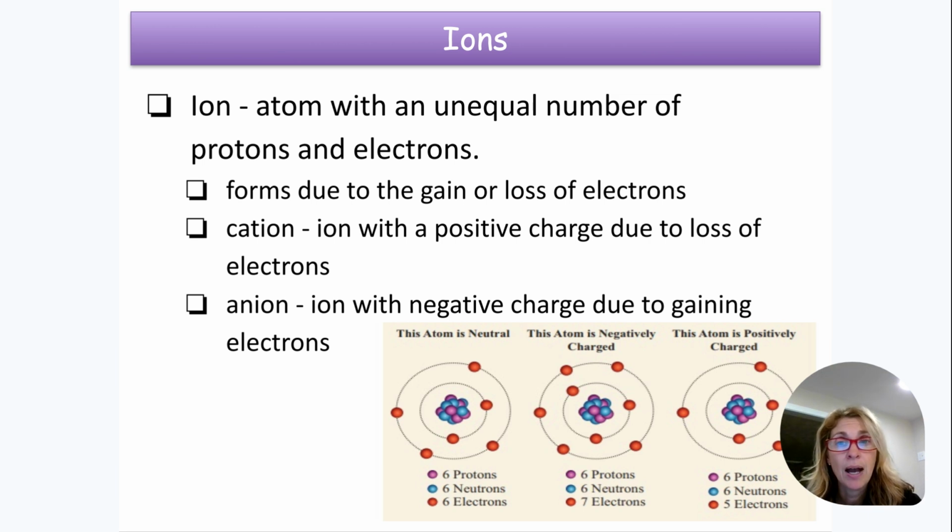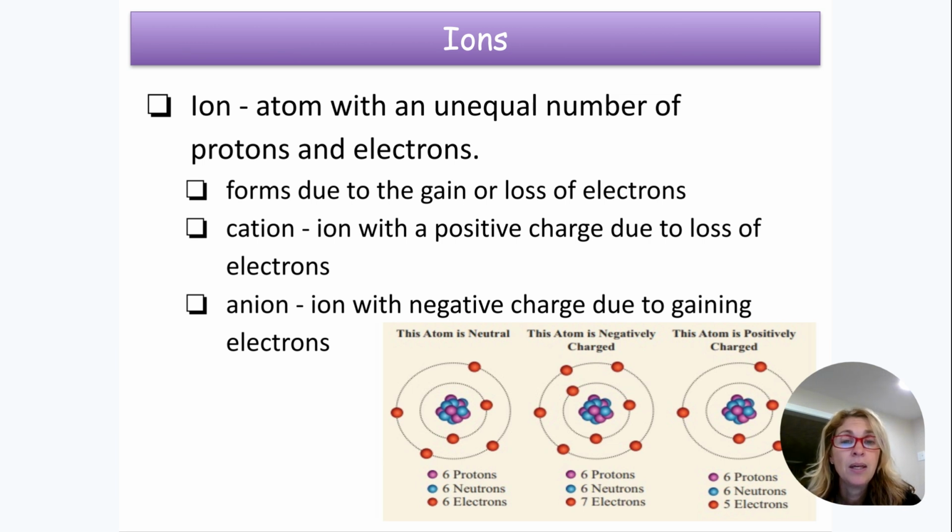We have 2 types of ions. We have a cation. This is an ion with a positive charge due to a loss of electrons. A nice way to remember it is the T in cation looks like a plus sign. We also have an anion. So when we gain more negative electrons, we have an overall net negative charge. So this is an ion with a negative charge due to gaining electrons. And another trick to remember this is that the N in anion stands for negative, a negative ion.